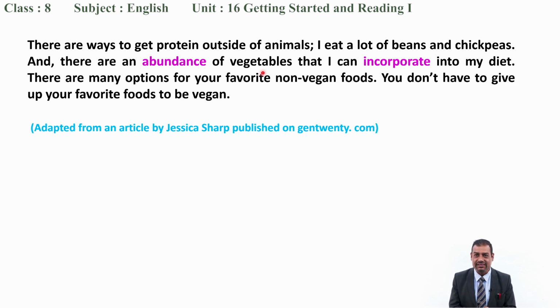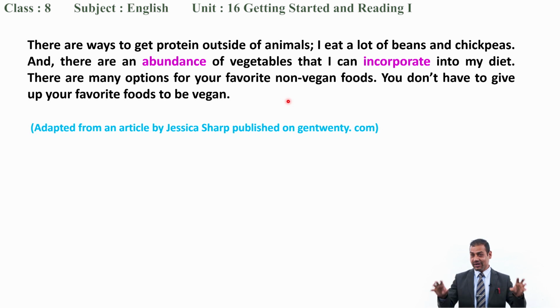So have you got it? Good. Now, there are many options for your favorite non-vegan foods. You don't have to give up your favorite foods to be vegan. And this sentence tells us that if you want to be a vegan, you don't need to give up your favorite food. You can even consume your favorite food.